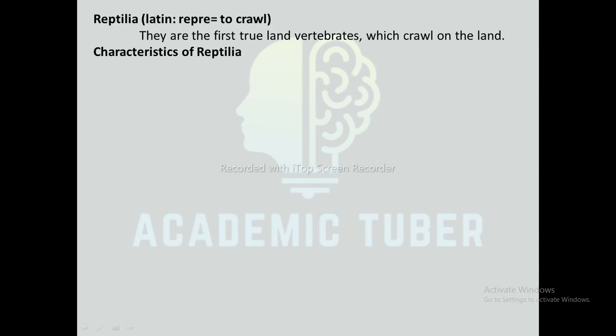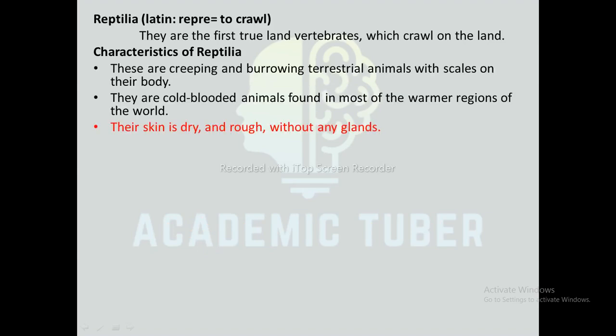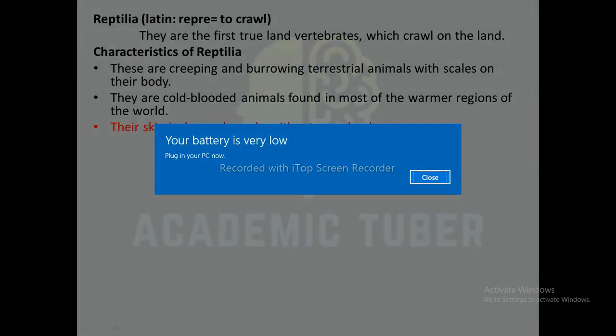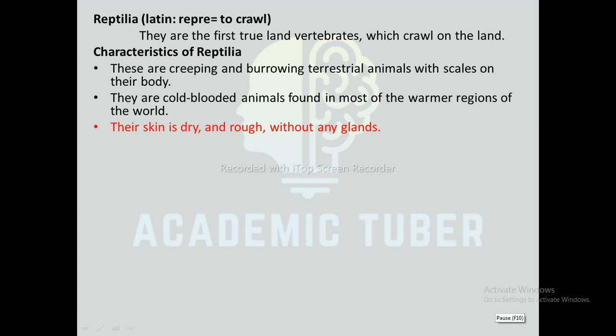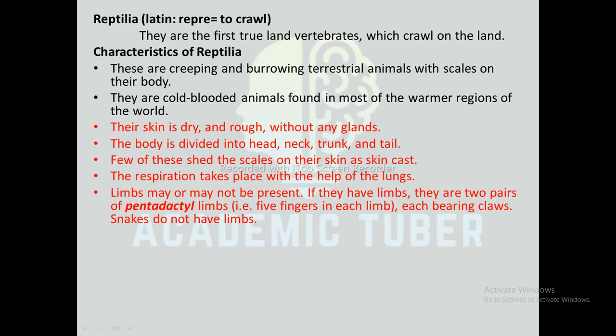Next one, Reptilia. They are the first true land vertebrates which crawl on the land. The characteristics of Reptilia are that these are creeping and burrowing terrestrial animals with scales on their body. They are cold-blooded animals found in most of the warmer regions of the world, and their skin is dry and rough without any glands. The body is divided into head, neck, trunk, and tail. Few of them shed the scales on their skin as skin cast. Respiration takes place with the help of lungs. Limbs may or may not be present.